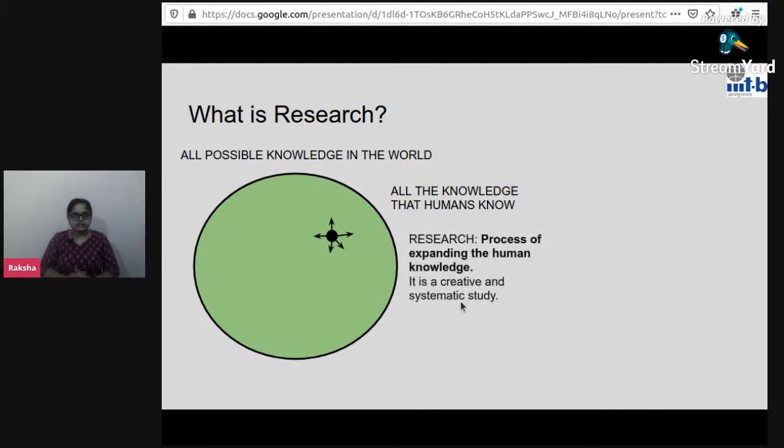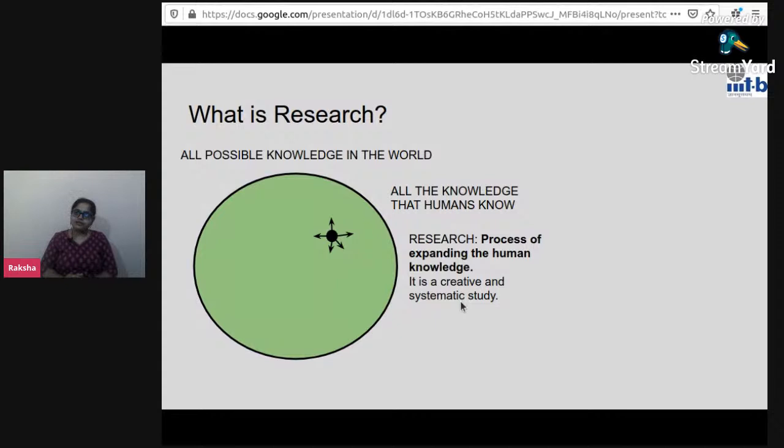So basically, research is the process of expanding human knowledge, and it is a very creative process, and a systematic study. It is creative because you're creating something that is not there. Like for example, if an artist is painting, he or she has to be creative because they're creating something from nothing, right? You have to have creativity. And when I say creative, it is not something that people are born with. It is a skill that you can learn, right?